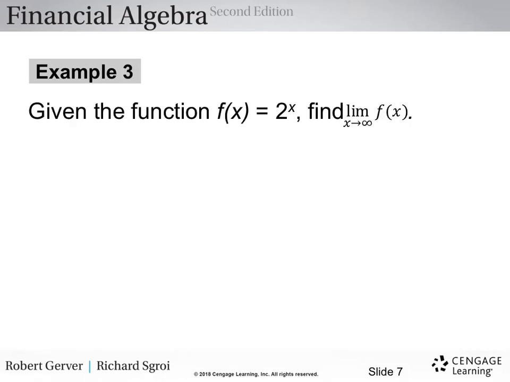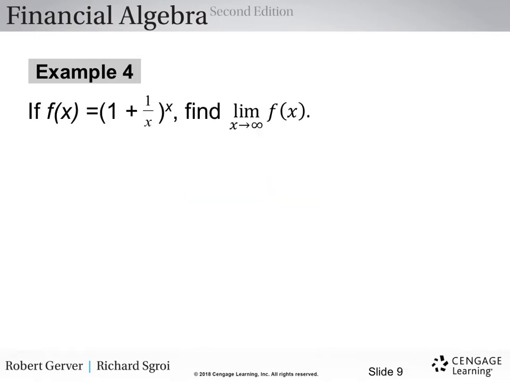Now here's another example. Given the function f of x is equal to 2 raised to the power of x, find the limit of f of x as x approaches infinity, or x gets really, really big. So if we do the limit again, 2 to a very large power, that's multiplying 2 times 2 times 2 times 2 a lot of times. What are you going to get? Again, you're going to get infinity, or something really big.